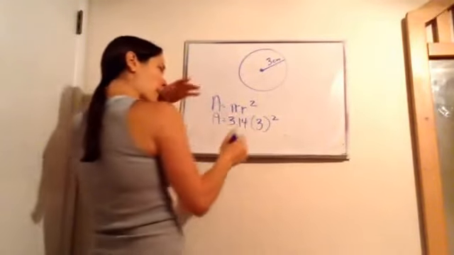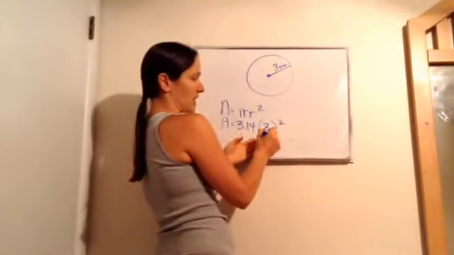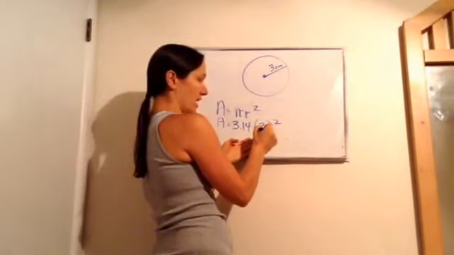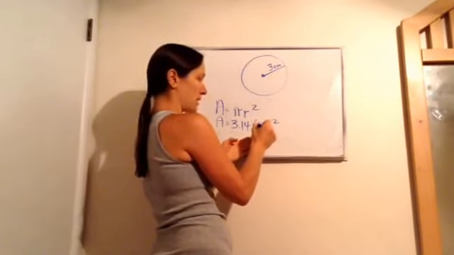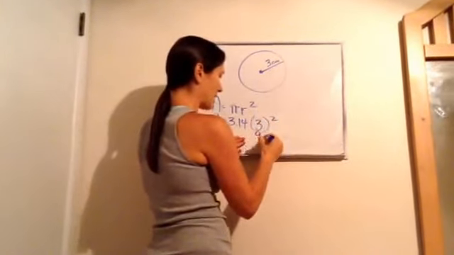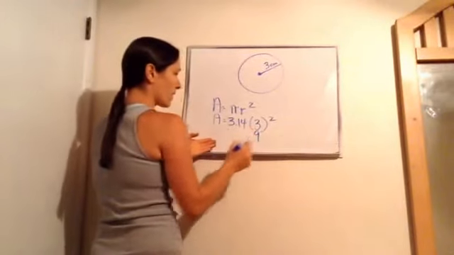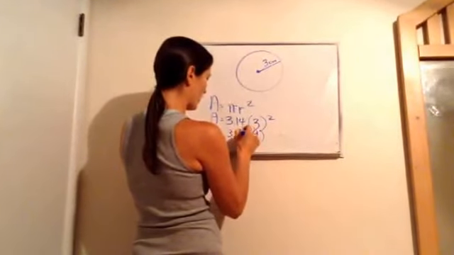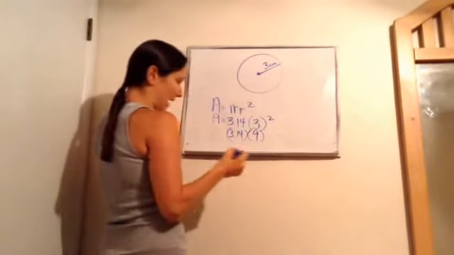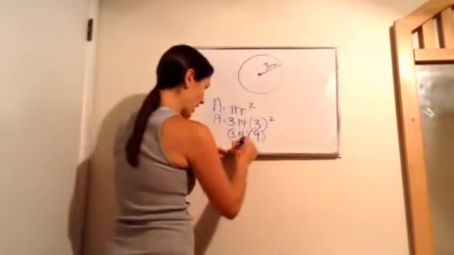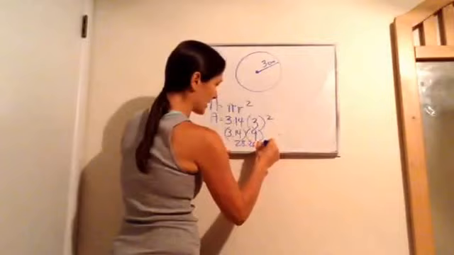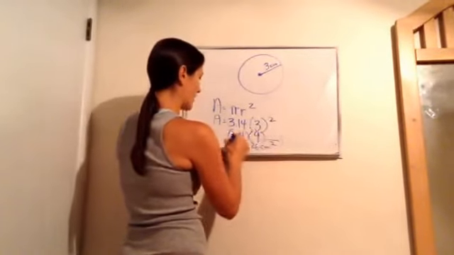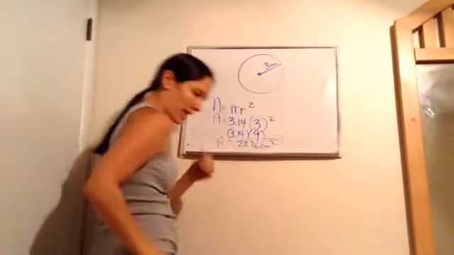Now, a lot of people will just say that this is 6 and forget that they're actually taking 3 two times: 3 times 3, and that would be 9. I can't tell you how many people make that error. So 3 squared is 9, and then 9 times 3.14 would end up being 28 point something. 28.26 centimeters squared. Final answer. Okay? So that is the area of a circle.